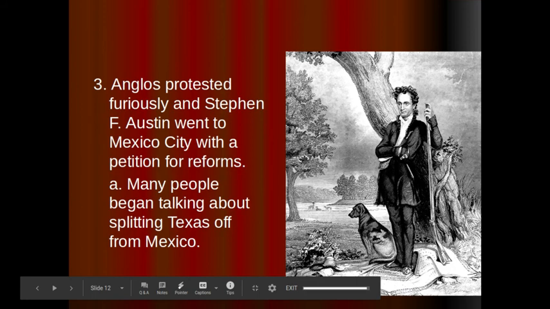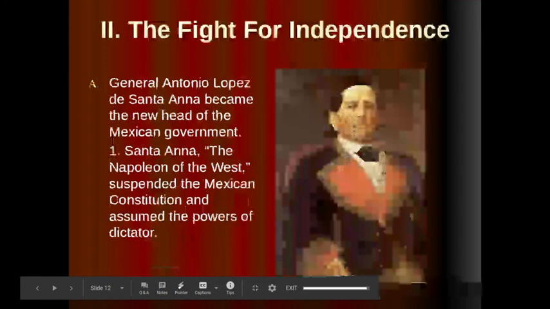Austin went to Mexico City with a petition for reforms, trying to find a compromise, a treaty, a point of peace where they could both continue to live harmoniously and happily and peacefully. But many people began talking about splitting Texas off from Mexico entirely and instead joining it to the United States of America instead of maintaining it to be a separate entity or having its own independence.